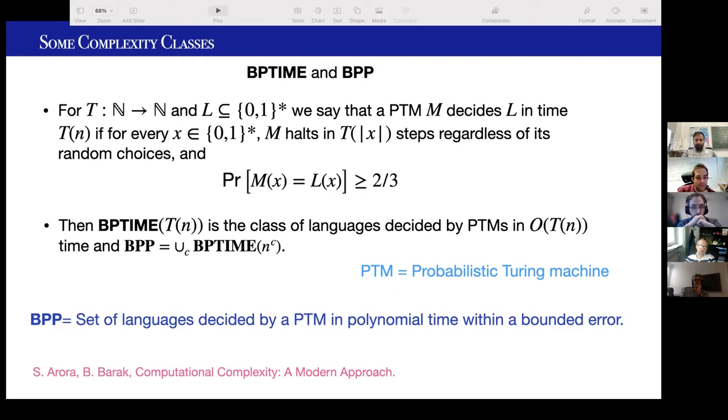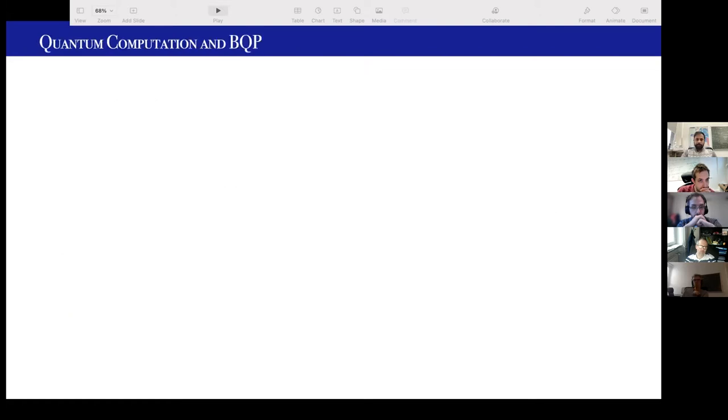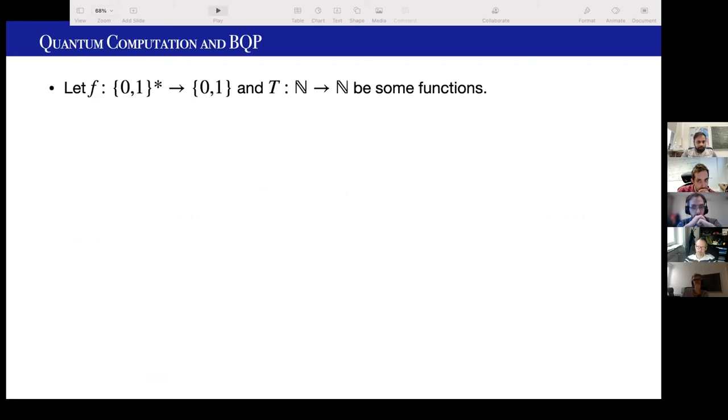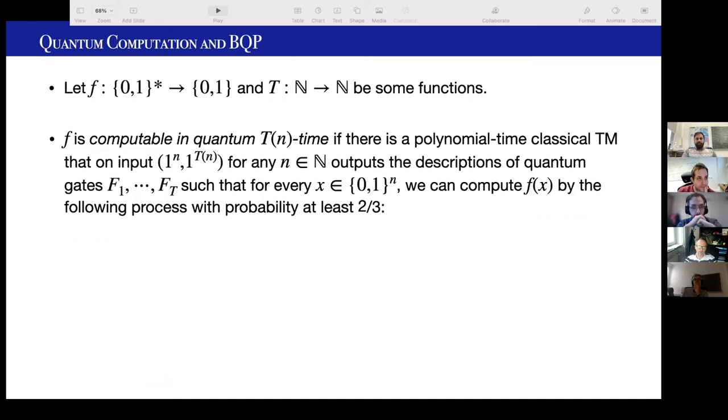And like I said, these definitions are exactly in the book by Arora and Barak. Then the other thing is I'll talk about what is meant by quantum computation. Here, if you take a binary function f from all strings to {0,1}, and another computable function t, then we say that this f is computable in quantum time t(n).